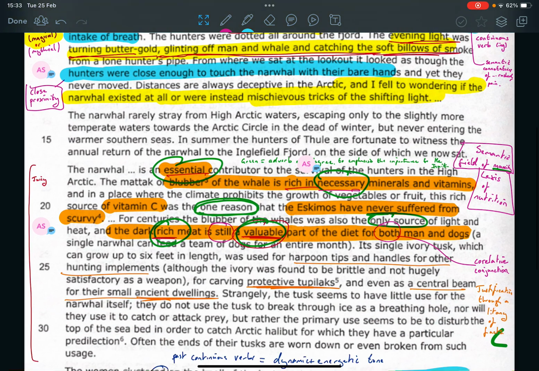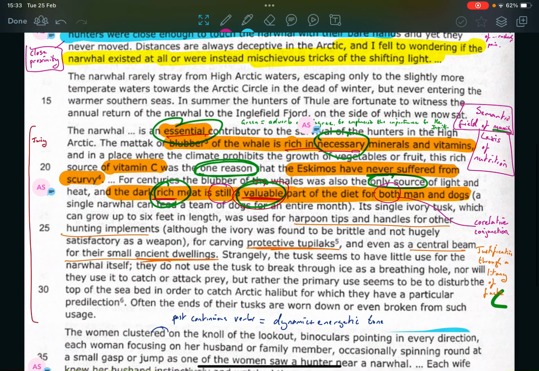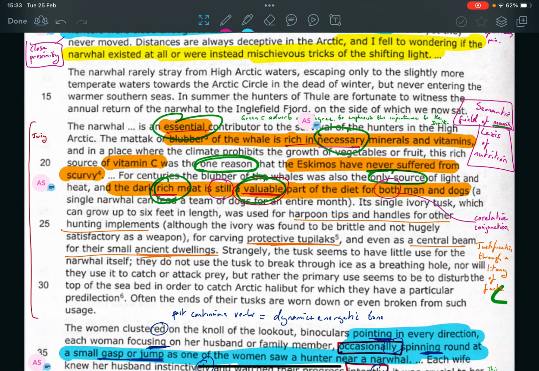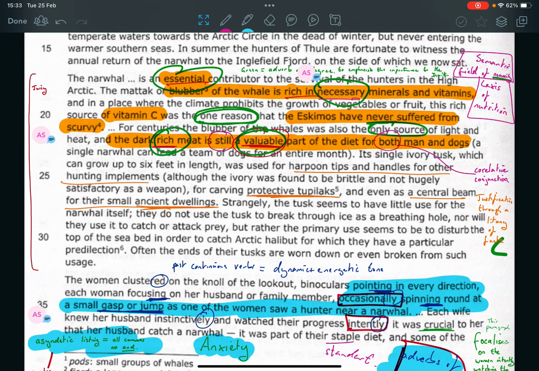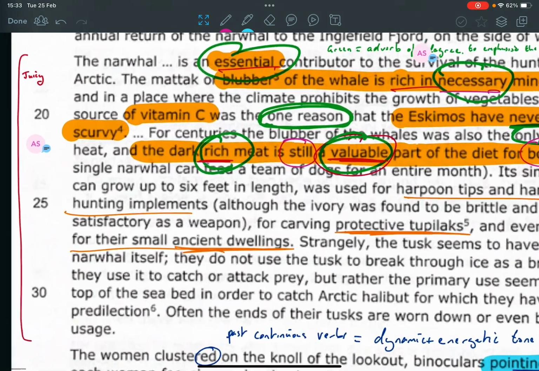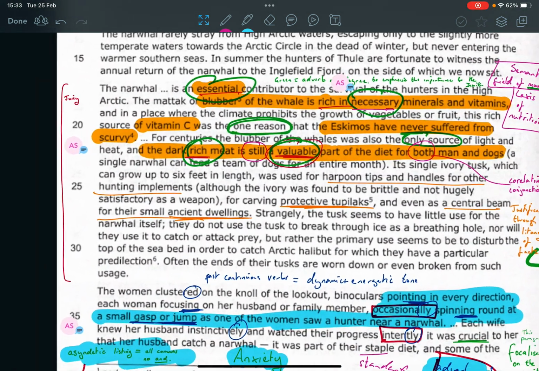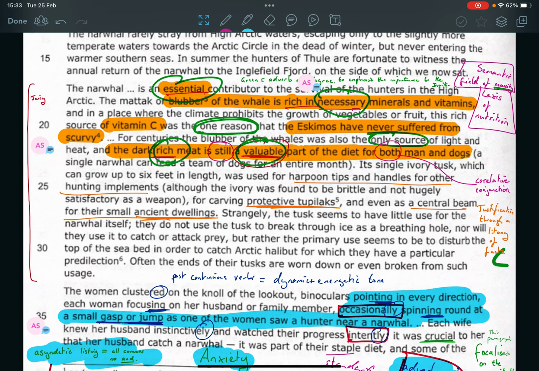Moving forward, because again, we don't want to focus too much on these bits. I've skipped over a whole paragraph there because it's just introducing us to the idea of the narwhal and their relationship with the Inuit people. Here is a juicy bit. I've literally written juicy on the left-hand side over here. This bit here would be great if you have a question about the Inuit people and the narwhal, or their relationship with the narwhal. If you have a question on tension, skip this. This doesn't help us with the tension at all.